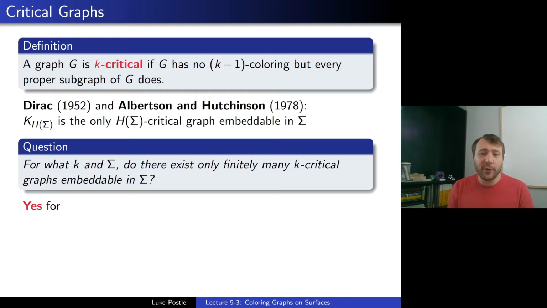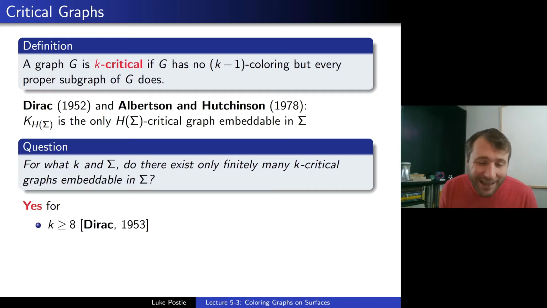So it's yes for k at least 8, it turns out, and this was by Dirac in '53. He showed that if you just use Euler's formula, that same kind of computation, k-critical graphs have to have min degree k minus 1, and it turns out that they have a bounded size coming from Euler's formula, right? Euler's formula is suggesting that other than the plus g factor, you're mostly degree 6s at most, and 8-critical graphs have min degree at least 7, so there just can't be too many such vertices. So that's not too hard.